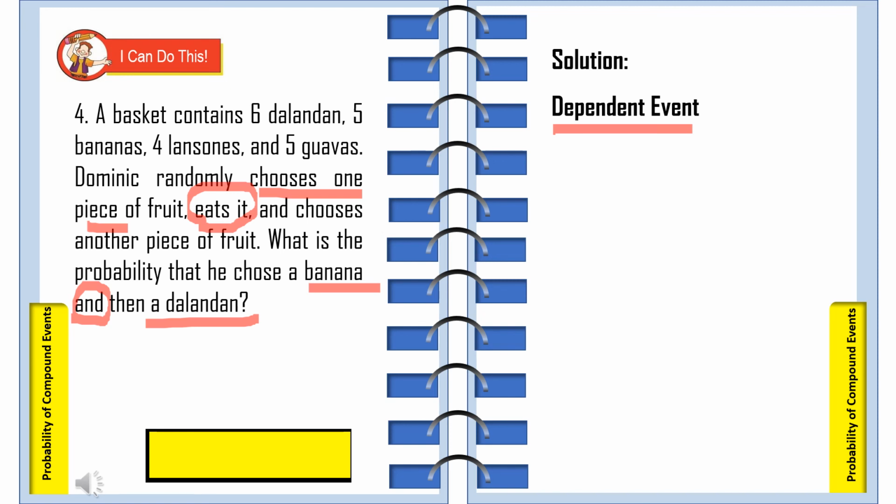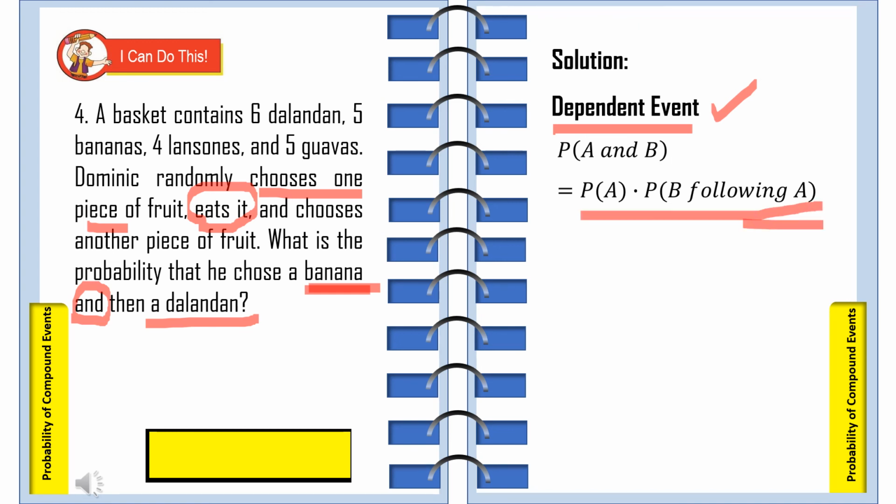Yung total number of fruits sa loob ng basket, tapos tsaka siya pipili pa ulit at the second time around ng fruit. So, ang pinipili niya dito, banana, and then dalandan. Yun yung magiging sequence ng pagpili niya ng prutas. At dahil kakainin niya yung una niyang mapipili, therefore, maapektuhan yung magiging probability ng second event. Okay, kaya siya dependent. Now, let's solve. Ito yung gagamitin nating formula dahil siya ay dependent. Ganun pa rin multiplication, but be careful sa probability ng second event.